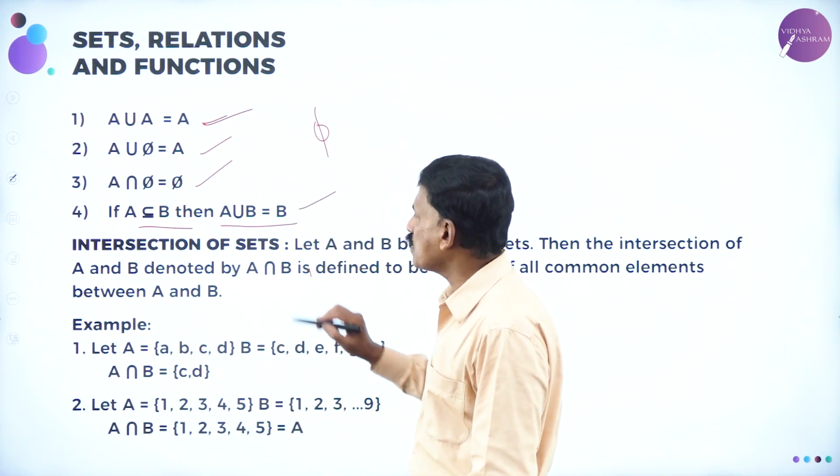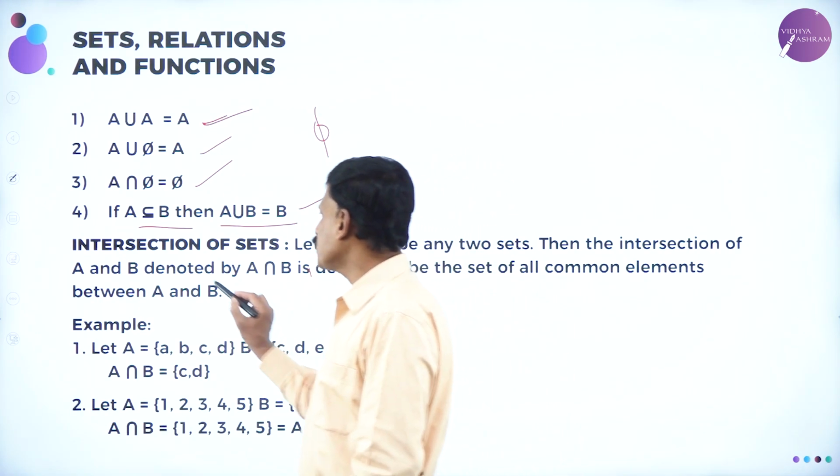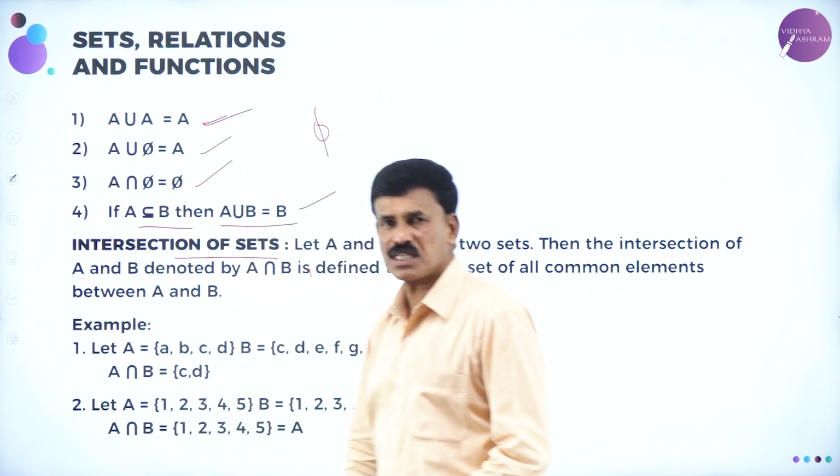If A is a proper subset of B, then A union B is equal to B. Now let us come to the next concept, that is the intersection of sets.